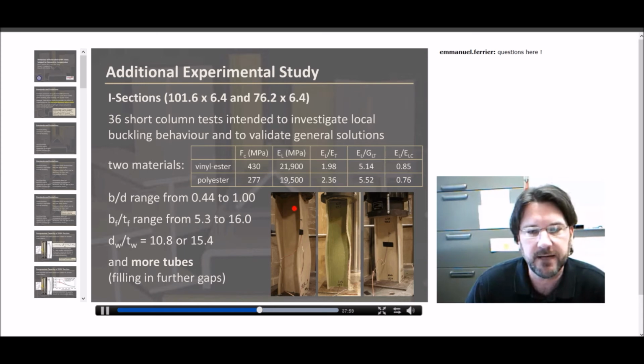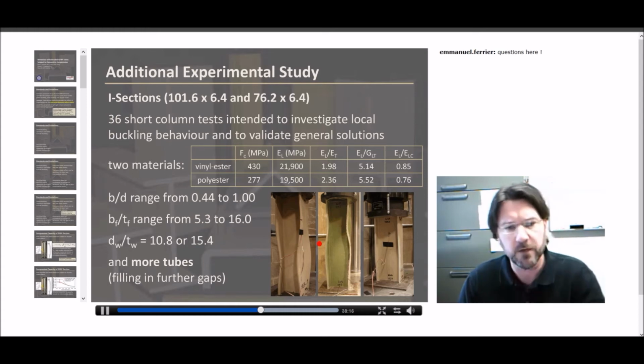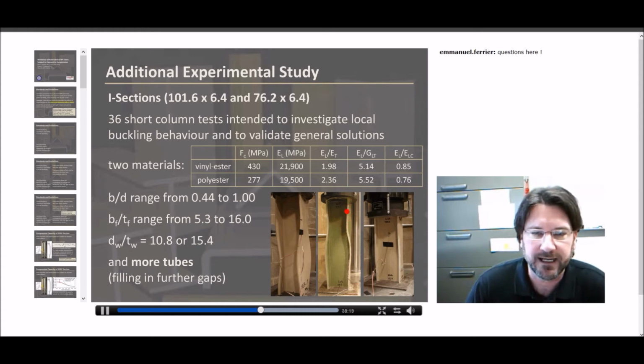What we did to affect slenderness then was we cut off the ends of the flanges. And so in this image on the left, we have the shape as it's provided to us, with the flange dimension essentially the same as the depth of the section. So B over D equal to 1. And then we subsequently cut off the flange tips to get stockier, more compact flanges to a very, very small eye shape here with very, very short flanges. And the ratio varied down to about 0.44, which affected different slenderness ratios for the flanges themselves. We also tested a number more tubes in order to fill in some of the gaps.